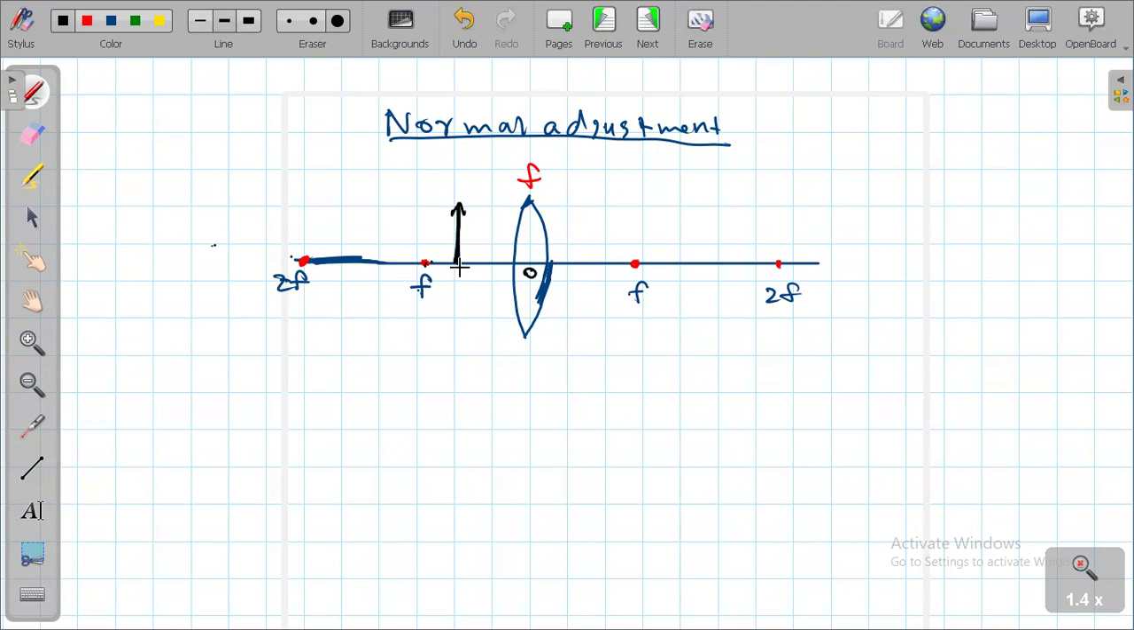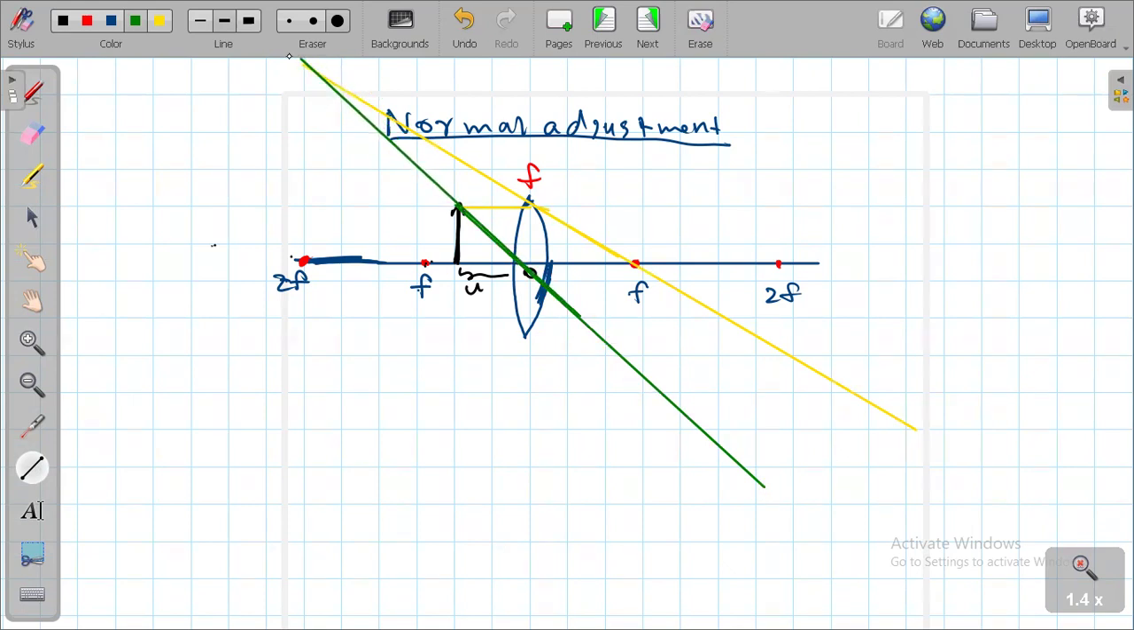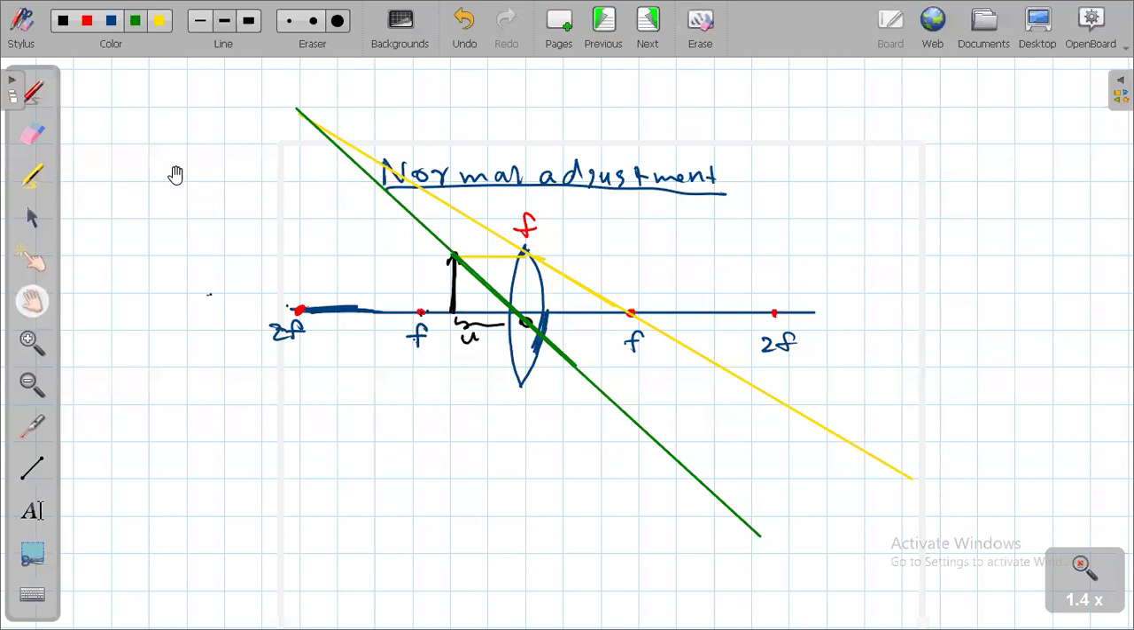I have to keep it here. So this distance I will mark as U. And I'll draw a parallel ray like this and refract it through here. Now I'll have to draw this line, and finally I have to extend this so as to meet somewhere here. Finally, it'll form.